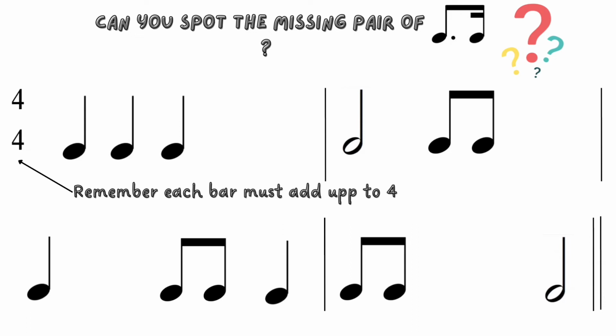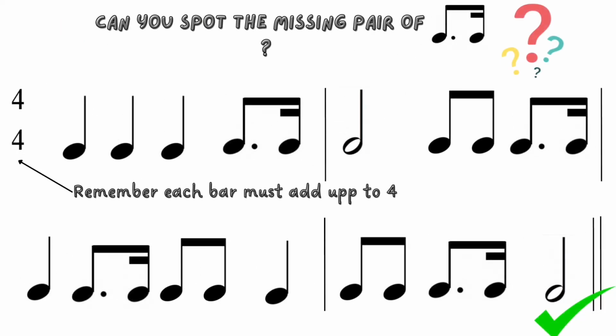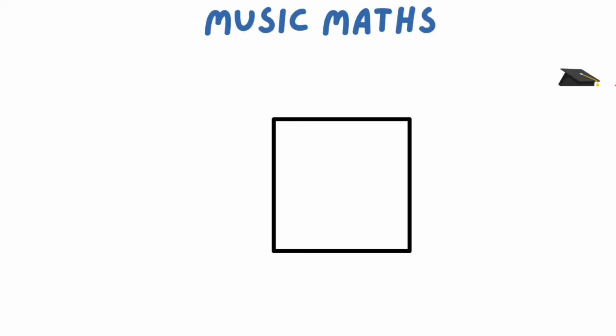Okay, the answer's coming up. 3, 2, 1. There we go. So there are the missing dotted quaver rhythms. Brilliant. You can try tapping that rhythm if you want some more practice.